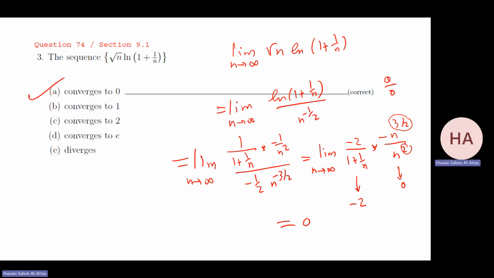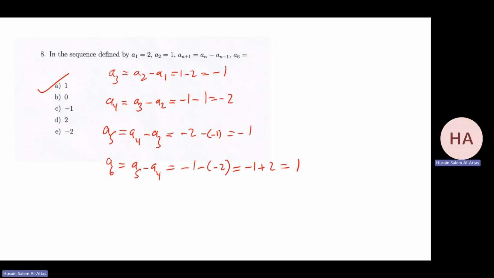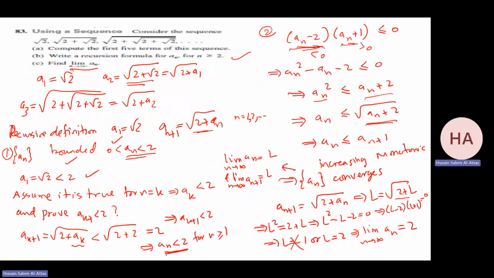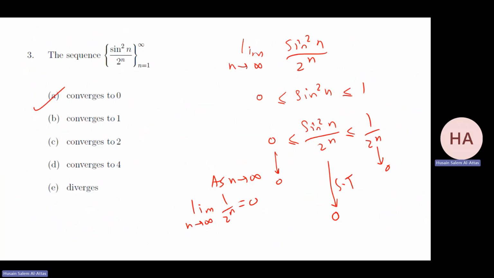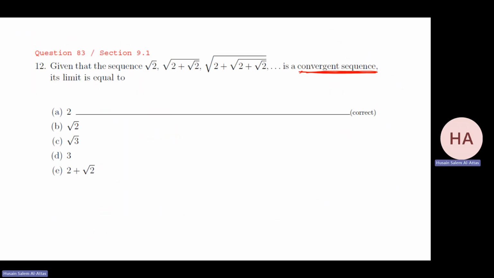We know that if the degree of the polynomial in the numerator is less than the degree of the denominator, then it will go to 0. Yeah, this one we did before. It was the last one we did before that, and it will converge to 2. Yeah, no need to do it again. Yeah, it converges to 2.